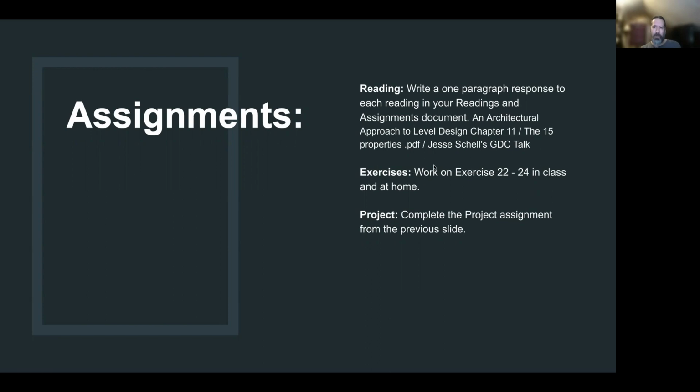You'll be working on exercises 22 through 24 at home. And then your project will be obviously to present your progress next week.